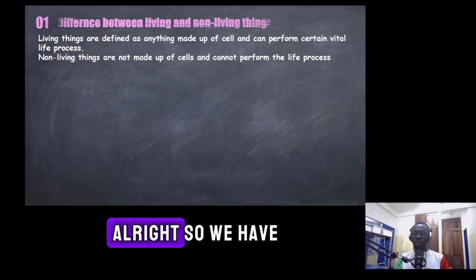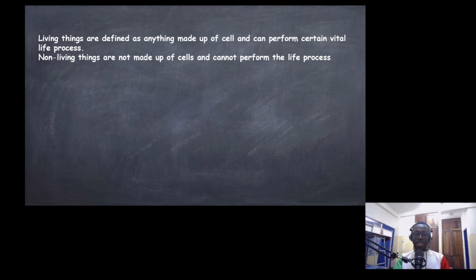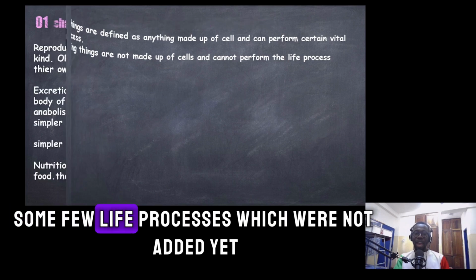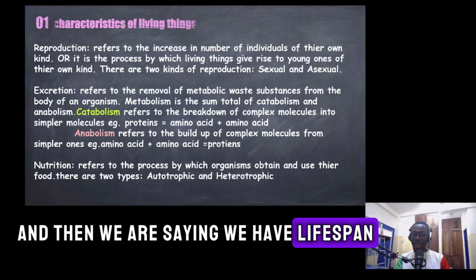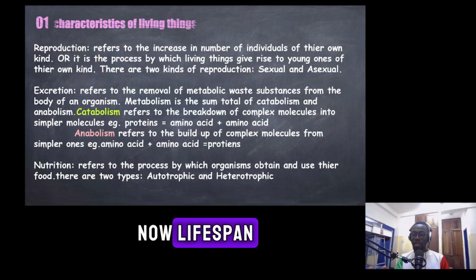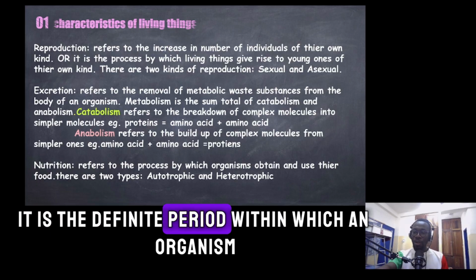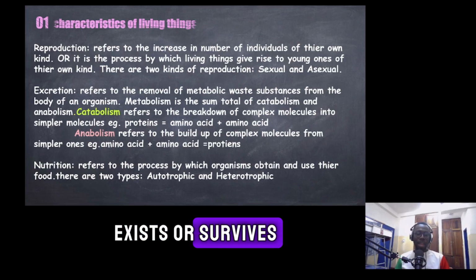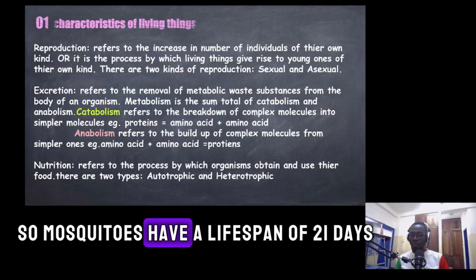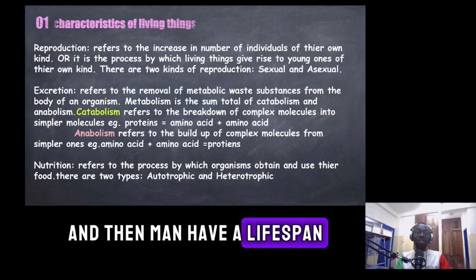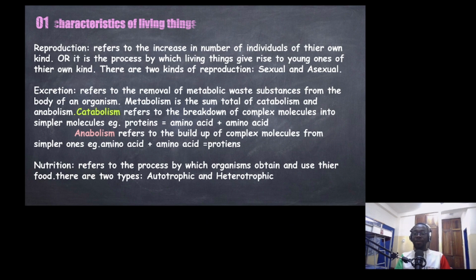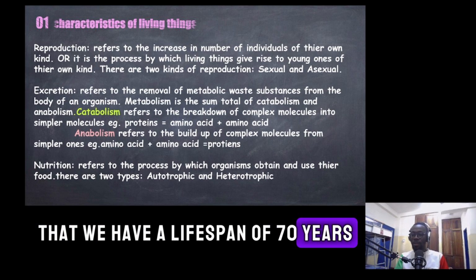All right. So we have some few life processes which were not added here. And then we have lifespan. Now, lifespan is the definite period within which an organism exists or survives. So, mosquitoes have a lifespan of 21 days, toads have a lifespan of 10 years, and then man has a lifespan, as the Bible says, of 70 years.